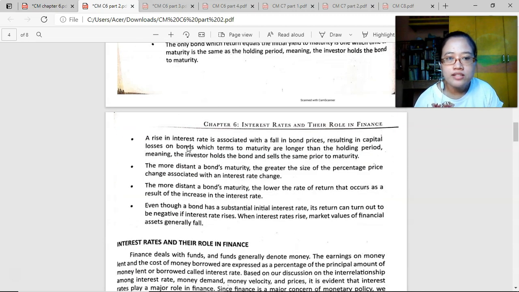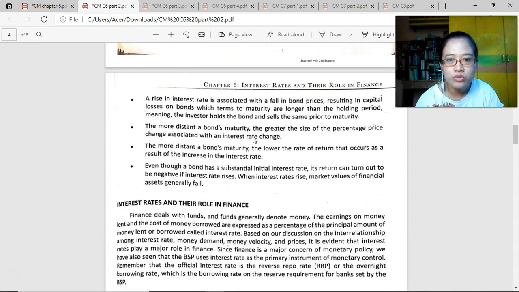Okay. A rise in interest rate is associated with a fall in bond prices, resulting in capital losses in bonds which terms to maturity are longer than the holding period, meaning the investor holds a bond and sells the same prior to maturity. Okay, kapag tumaas yung interest rate. Okay? Kapag tumaas yung interest rates, the reason kaya bumababa yung bond prices, kasi nga, tumaas yung interest rate. Okay? Mas malaki na kasi yung matatanggap nila na return on that. Alright? Resulting in capital losses, okay, kasi bumaba yung bond prices, which terms to maturity are longer than the holding period. Kaya nangyayari, edi yung mga investors, binibenta nila yung security before the maturity.